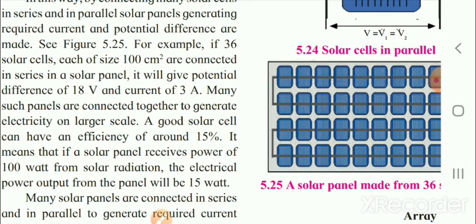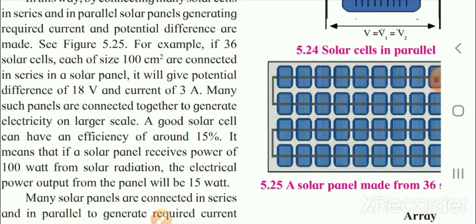Now we can see that, for example, if 36 solar cells each of size 100 cm square are connected in series in a solar panel, then how much potential difference will it give, children? It will give 18 volt potential difference and current of 3 ampere. Many such panels are connected together to generate electricity on a larger scale, as in industries and factories.